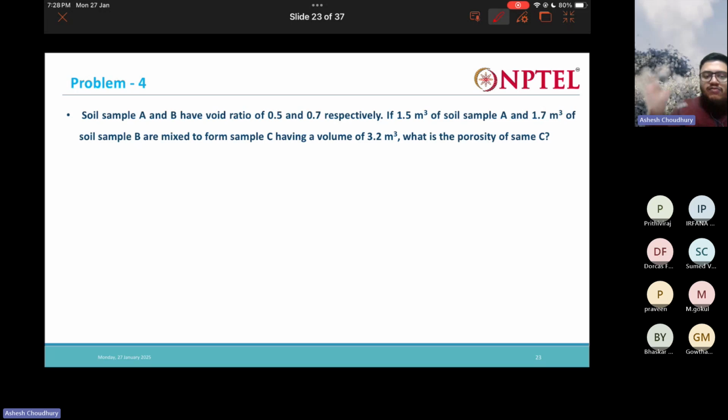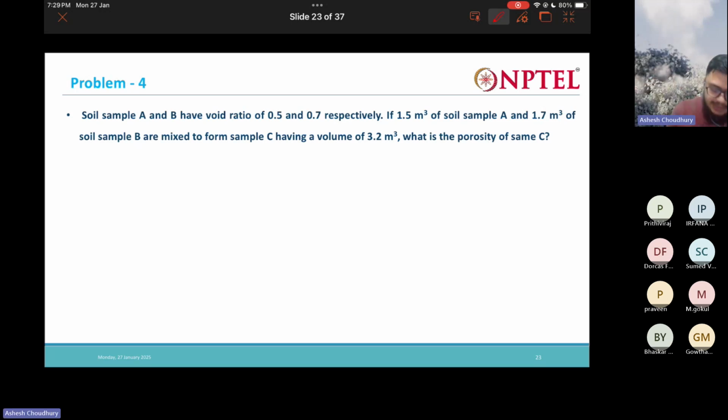So A and B are two soils, they have different porosities. Now some volume of A is taken, some volume of B is taken to form a soil sample C. That means A and B are mixed together. 1.5 meter cube of A is taken, 1.7 meter cube of B is taken, and they are mixed together to form a soil sample C. Now you need to calculate the porosity of sample C. Now try to do this. Can you tell me what approach you will be taking?